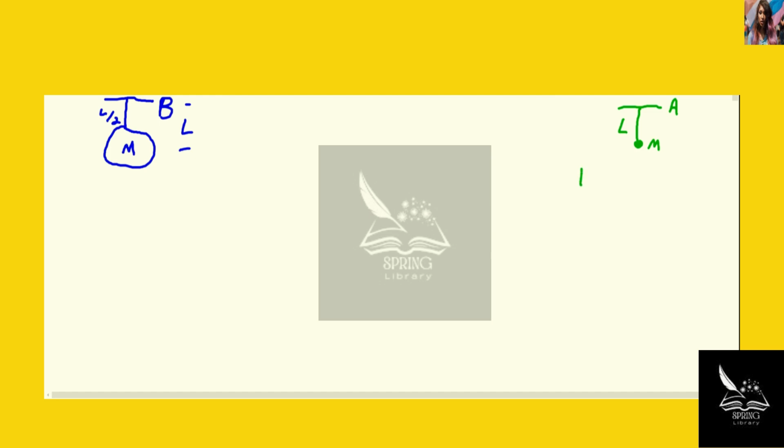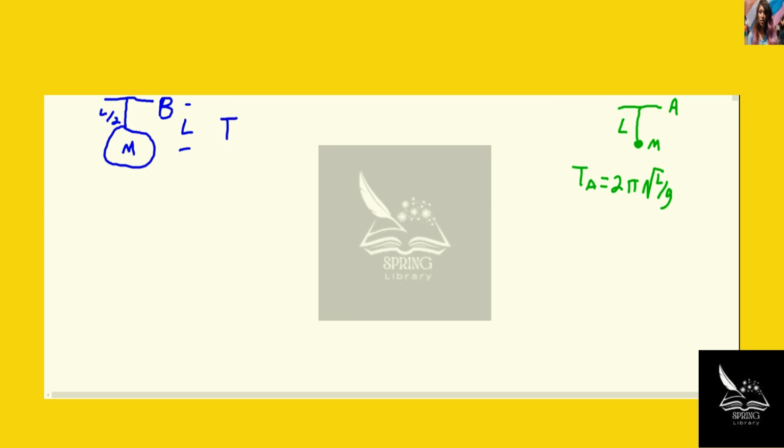So we're going to have T_A is going to be equal to 2π times the square root of L over g. And that's just a really simple expression for the period of a simple pendulum. For pendulum B, we're going to have to use the equation for a physical pendulum's period.